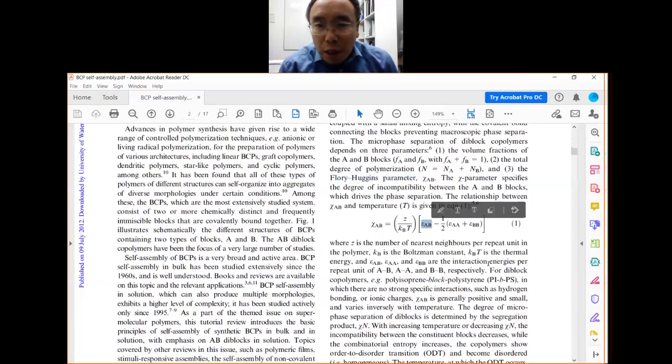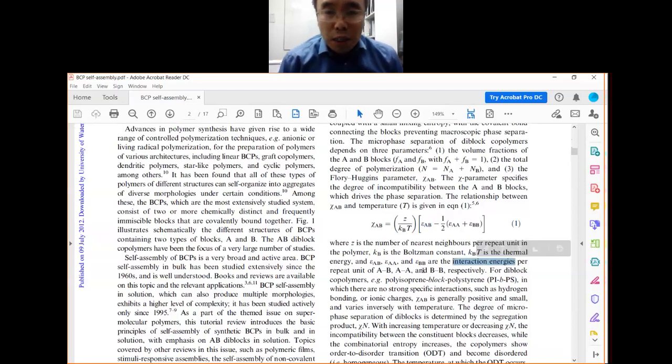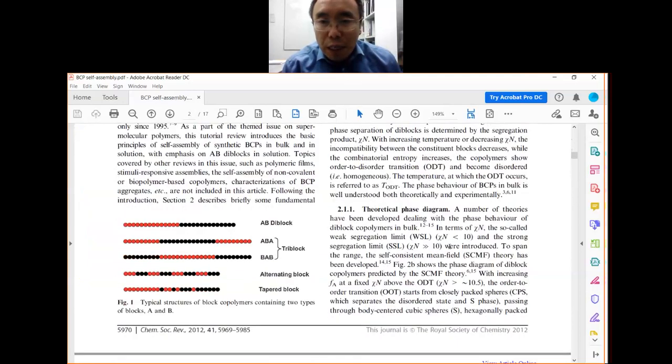So this is the interaction energy per repeat unit. The bigger the K, the bigger the interaction energy. That means the more difference, the more contrast between the two blocks. So the bigger the contrast between the two blocks, the bigger the K. Then you can have a smaller chain length, and you get higher resolution, smaller feature size. And this is given by this formula here. This is the criterion: Kn needs to be higher than 10 to the 0.5.